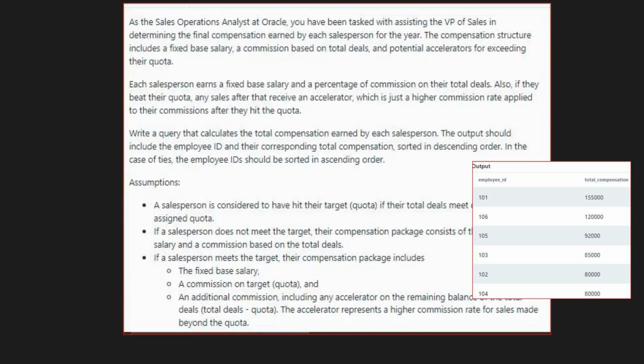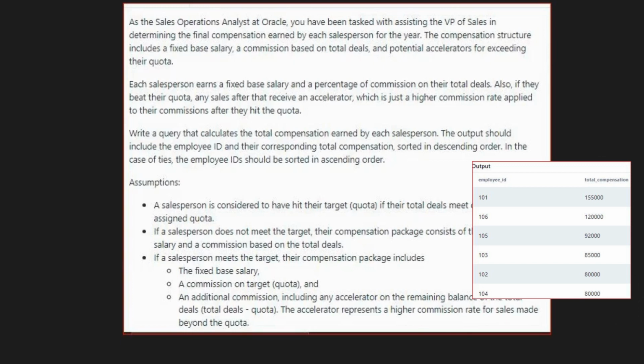Write a query that calculates the total compensation earned by each salesperson. The output should include employee ID and their corresponding total compensation sorted in descending order. In the case of ties, the employee IDs should be sorted in ascending order.